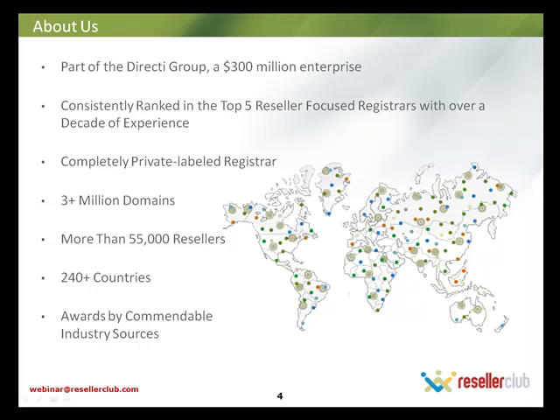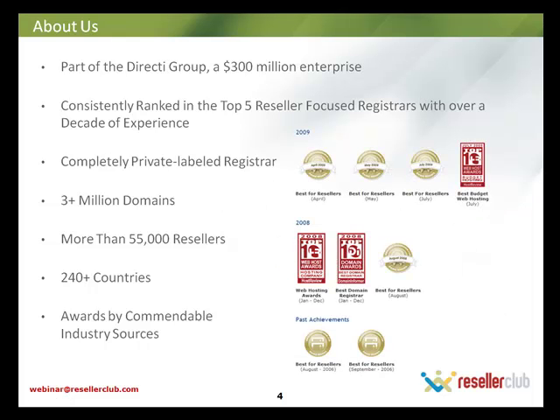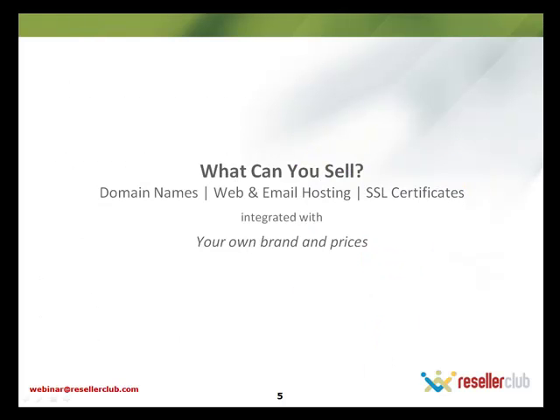Right, so we have over 3 million domains on our system with more than 55,000 resellers spread over more than 240 countries, giving us a global presence. Just to show you the kind of progress Reseller Club has been making, these are some of the awards we've received over the last few years. We constantly receive similar awards from commendable industry sources, ensuring our existing and potential resellers that they are in safe hands. This just goes to show you that we constantly strive to offer the best so we can be the best in the industry.